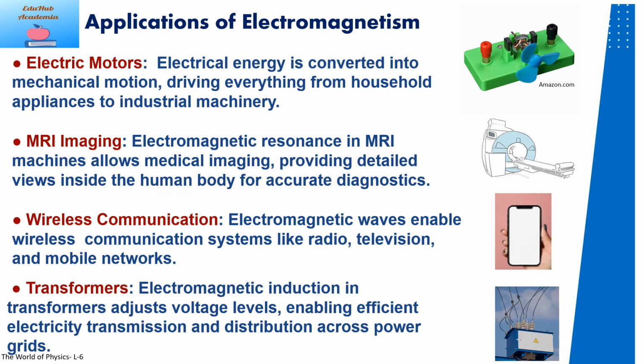Where can we find applications of electromagnetism in real life? We have so many numerous different applications. We will see some of them over here. The electric motor works on the principle of electromagnetism, where electrical energy is converted into mechanical energy and something will turn on. MRI imaging, magnetic resonance. Now here, this machine uses electromagnetism to really view inside the human body.